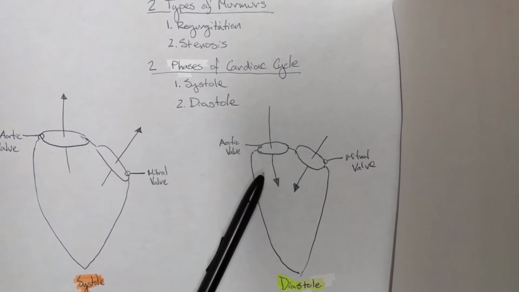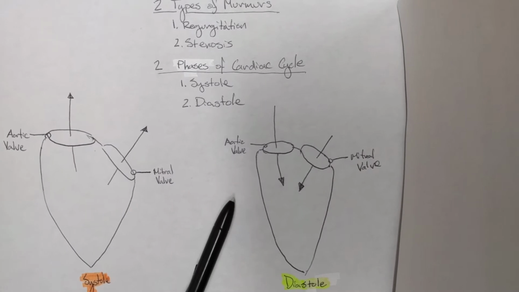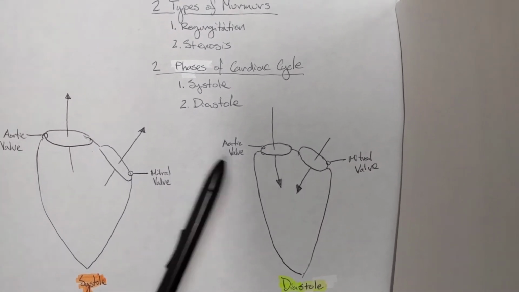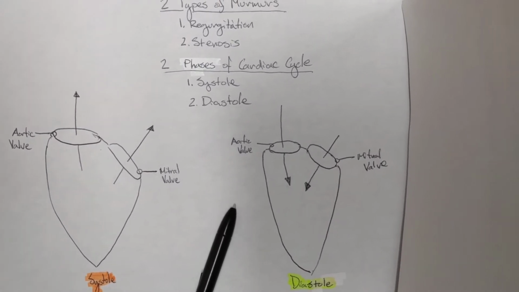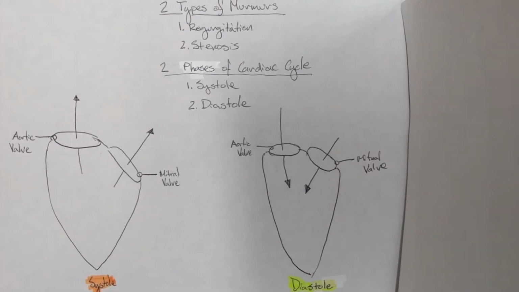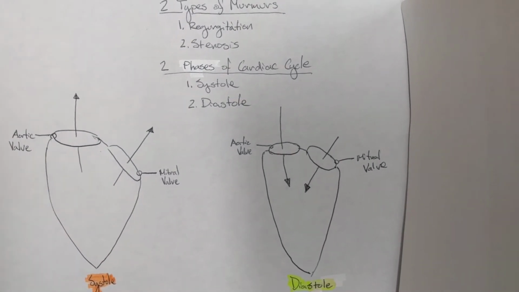So the aortic valve is going to be a regurgitant murmur. You're going to hear that murmur at the left sternal border, and again, the regurgitant murmur is going to be described as a blowing murmur. Now, in physical exam, you're going to see a very wide pulse pressure.